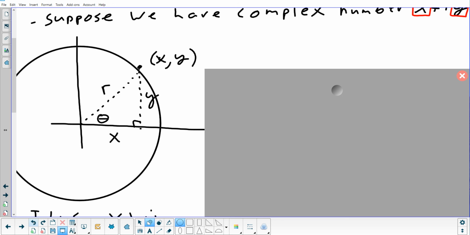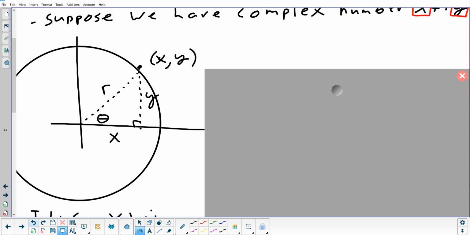Now, when you write a number in trig form, what they'll give you is two things. Not an x and a y, but an r and a theta. R is how far out you've moved, and theta is an angle you've rotated. That's how you write a complex number in trig form: a distance from the origin, and then an angle of rotation.